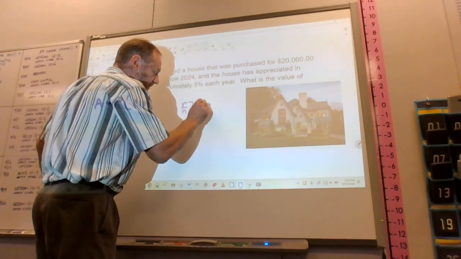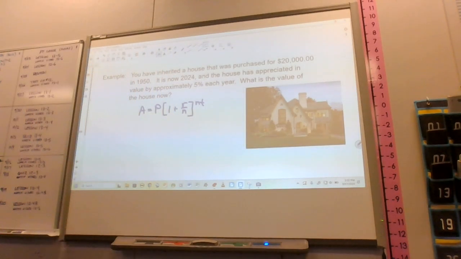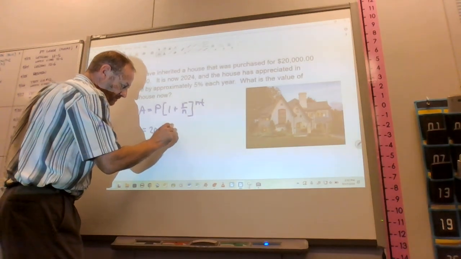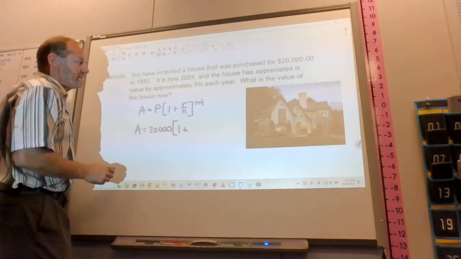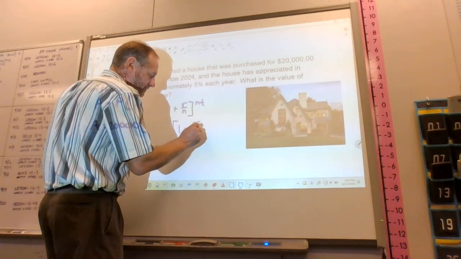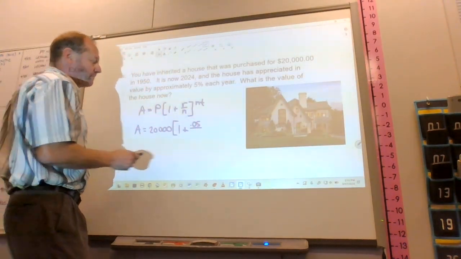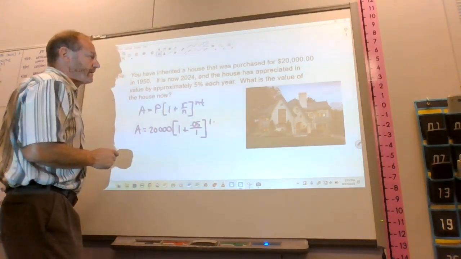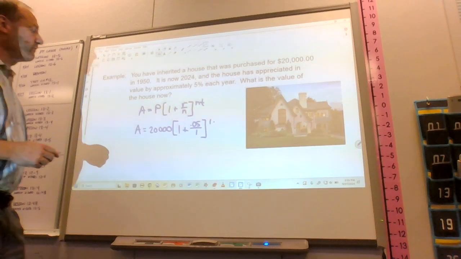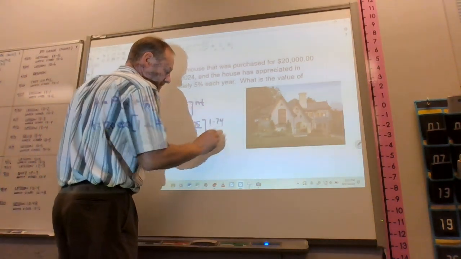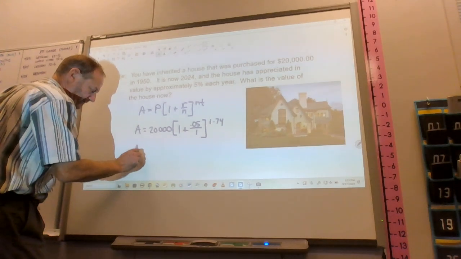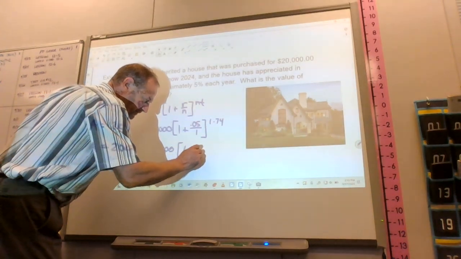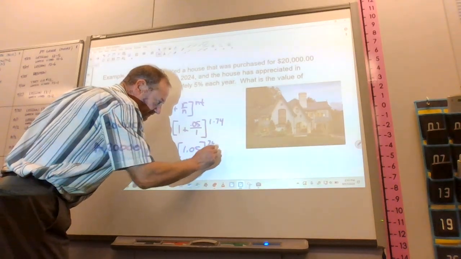So we'll write down our formula. Okay, so my principal would be 20,000. My rate is 0.05. It's compounded annually, so that's 1, and then it's how many years? So 74 years. Okay, so this simplifies here a little bit to 20,000 times 1.05 to the 74th power.